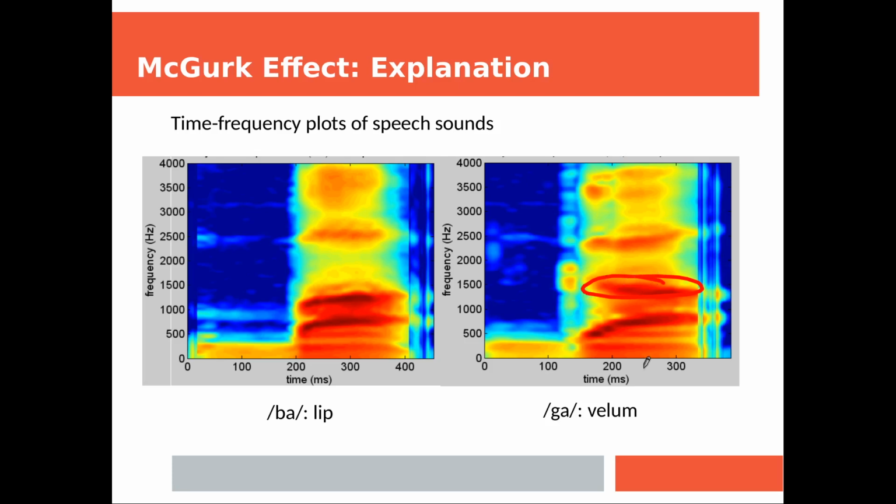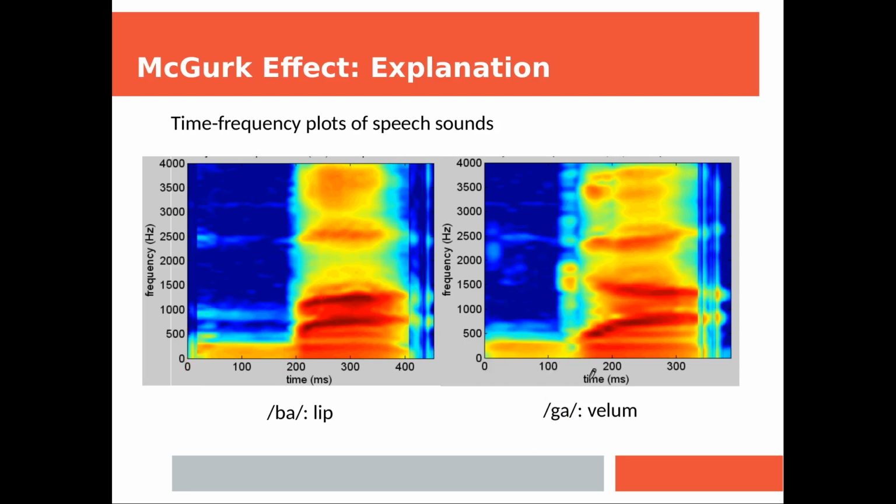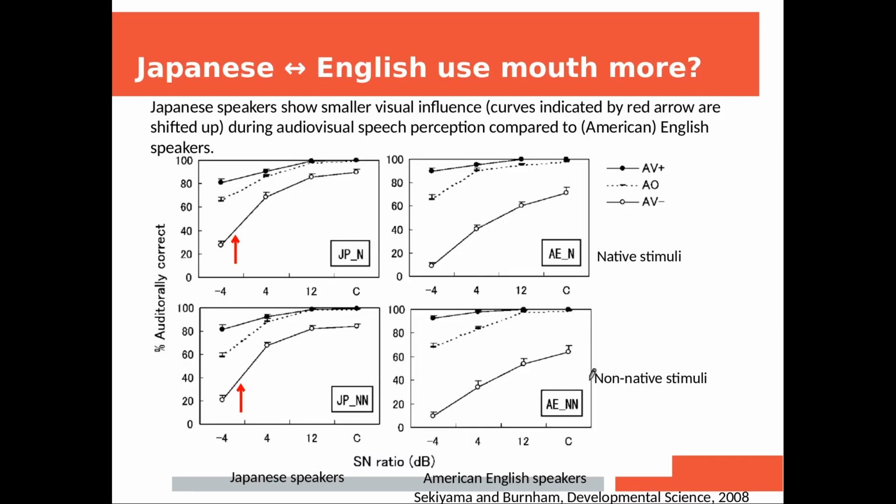This is actually the vowels over here, but during the ba and the ga part of it, you have these slightly different things. So maybe if you average these two time frequencies together, you'd have one that looked basically like da.